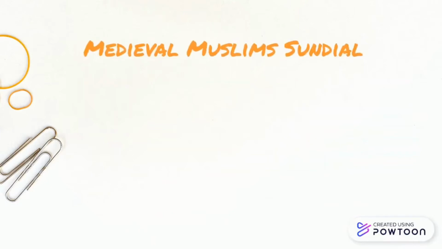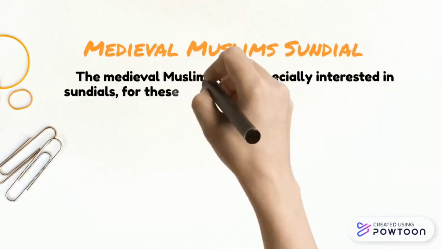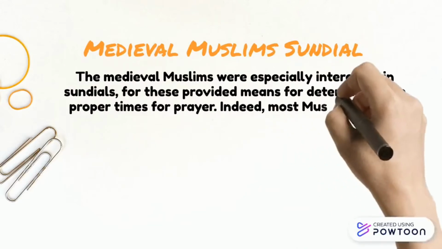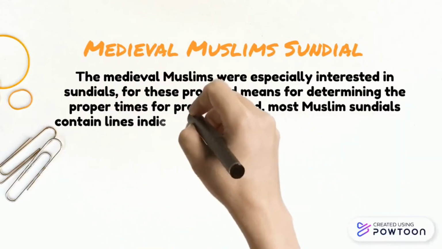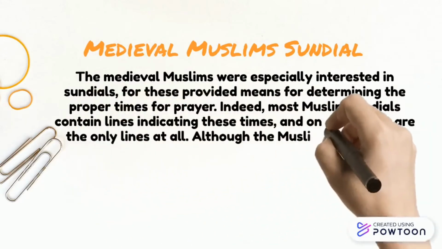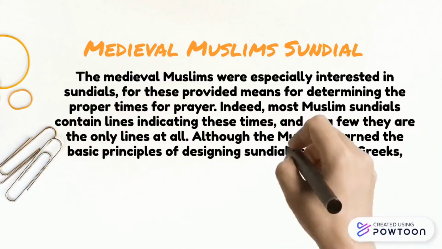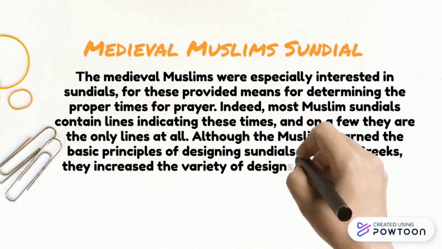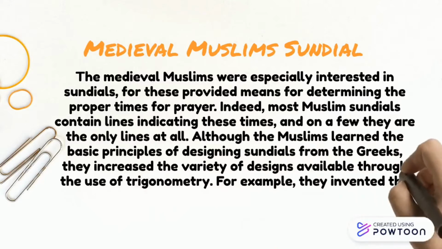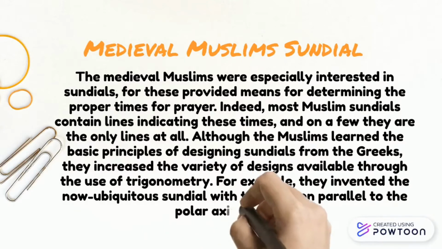Medieval Muslim sundial. The medieval Muslims were especially interested in sundials, for this provided means for determining the proper times for prayer. Indeed, most Muslim sundials contain lines indicating these times, and on a few they are the only lines at all. Although the Muslims learned the basic principle of designing sundials from the Greeks, they increased the variety of designs available through the use of trigonometry. For example, they invented the now ubiquitous sundial with the gnomon parallel to the polar axis of the Earth.